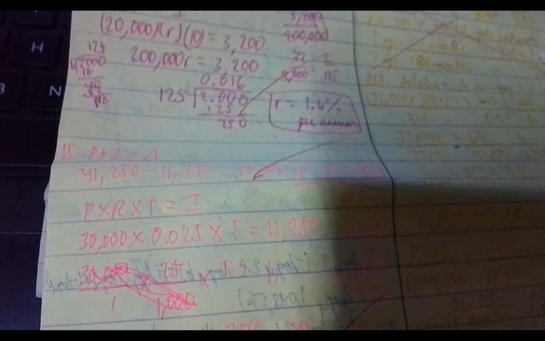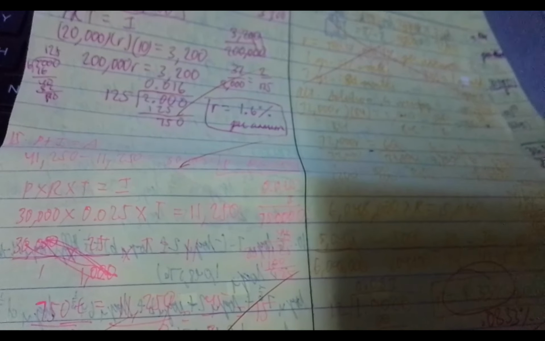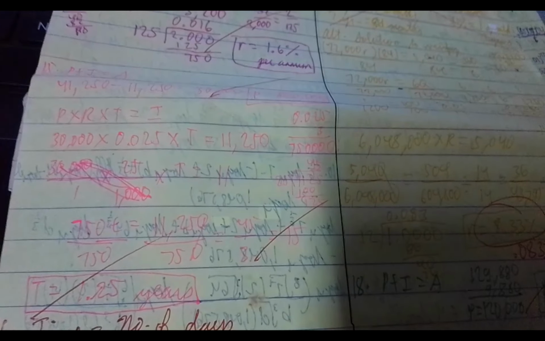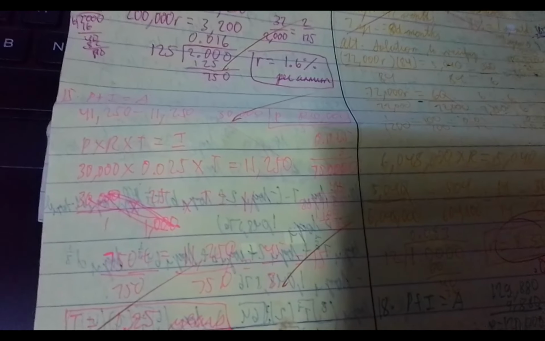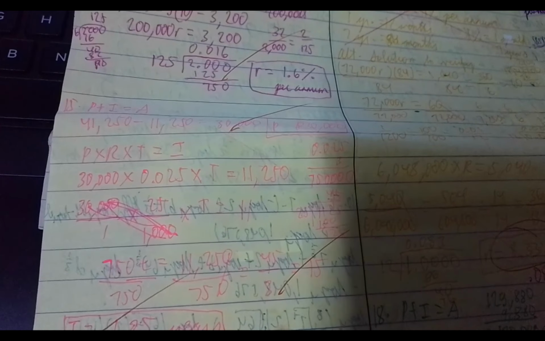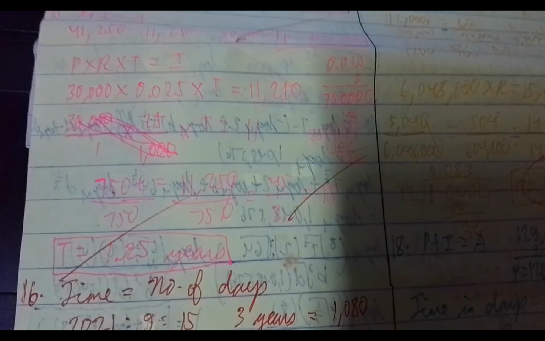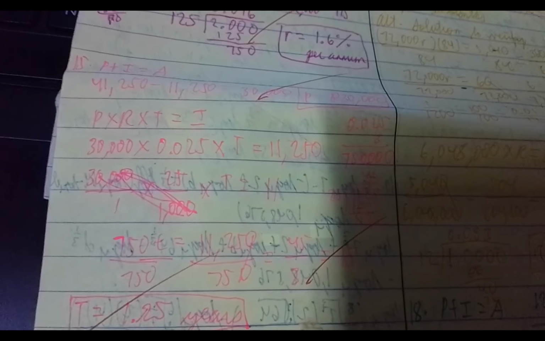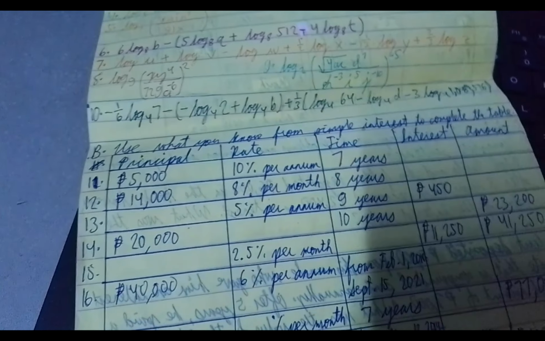15 divided by 12 is the same as 5/4 or 1 and 1/4. So, therefore, ang tamang sagot dyan ay 1.25 years or 1 and 1/4 year. Yun yung tamang sagot, to check if my solution sheet is correct.